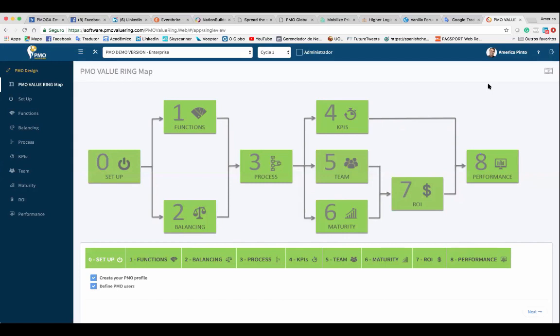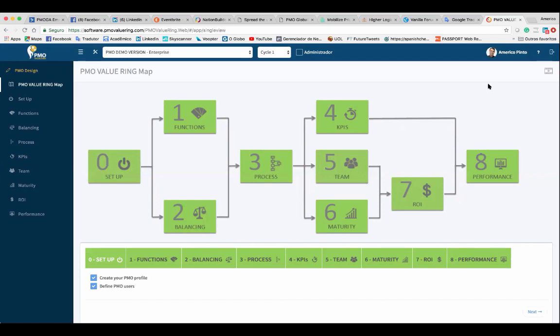Step number 5 is related to the PMO team members. So firstly, we started with 360 feedback evaluation, or any other type of evaluation that you want to do, because we had a competence model with 10 competences, and each competence has 4 levels of proficiency. So based on the evaluation, we understood which team members are most appropriate for each function. And we have an indicator that helps us with that, the competence adherence indicator, okay?